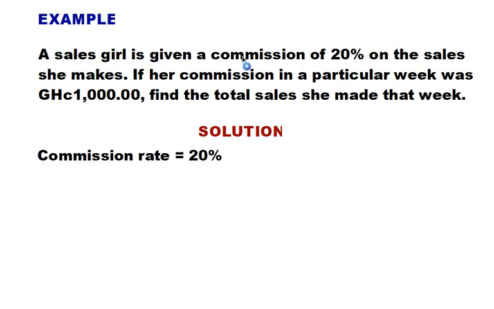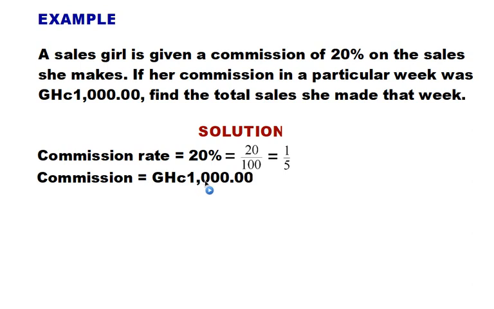From the question, the 20% here is our commission rate. When we write it as a common fraction, we get 20 divided by 100. And when we simplify this to the lowest term, we are getting 1 divided by 5. 1,000 Ghana cedis here, we are told, was her commission. So the commission is 1,000 Ghana cedis.